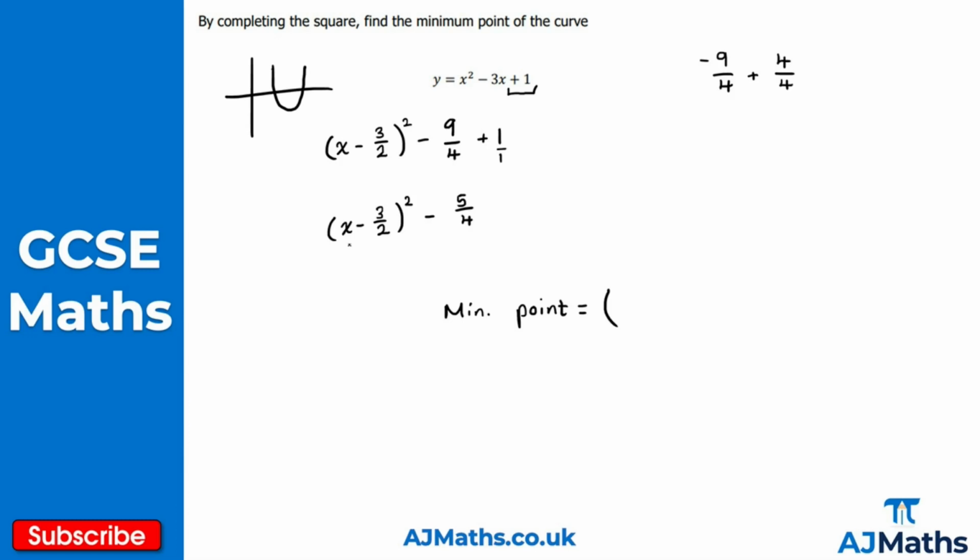So remember, this x coordinate is given by this minus 3 over 2 here, but we change the sign. So rather than it being minus 3 over 2, that would be positive 3 over 2. And the y coordinate is given from this part here on the outside, but that doesn't change. So if it's minus 5 over 4, that's what we take it as. So minus 5 over 4 there. And there we have it. So that's the coordinates of the minimum point of the curve y equals x squared minus 3x plus 1, giving us a solution to question 5.